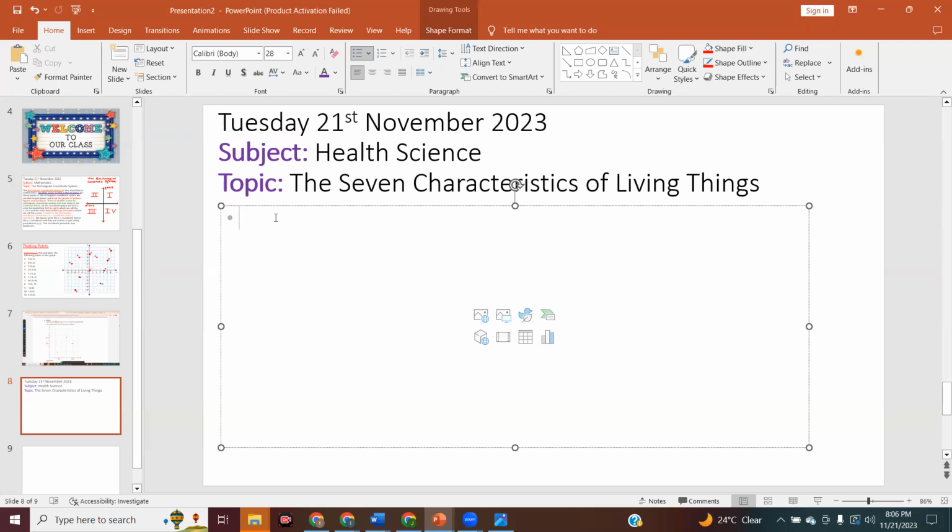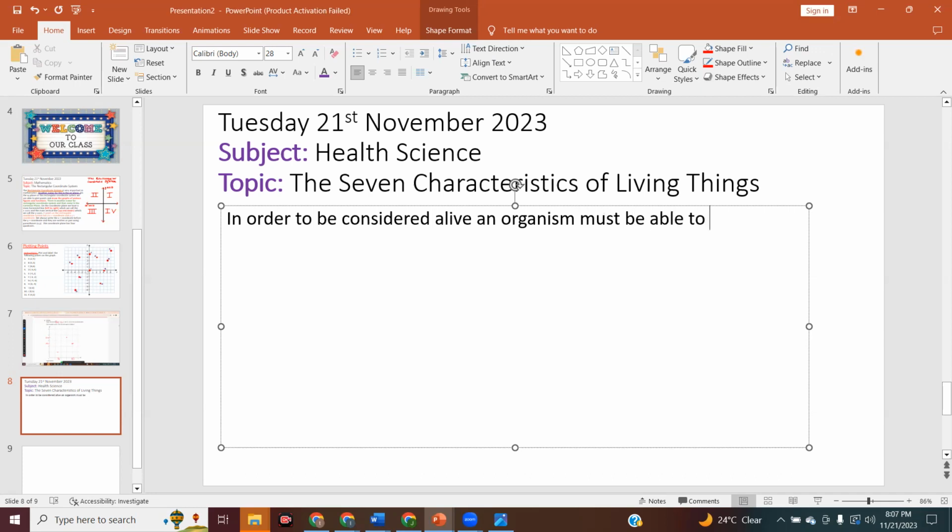Okay, good. So we know that in the world we have 2 things, right? Living things and non-living things. In order to be considered living, we have constructed these 7 characteristics. And if you do not carry out all of these 7 characteristics, then that means you're not alive. So in order to be considered alive, an organism must be able to carry out these 7 acts.